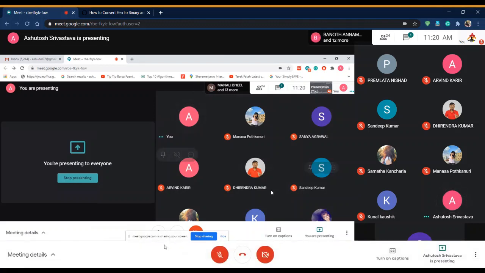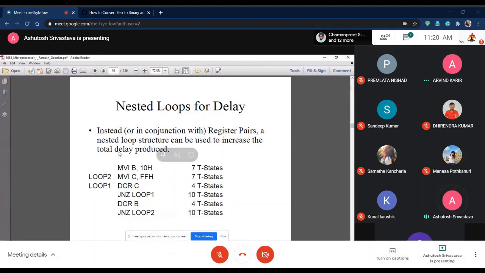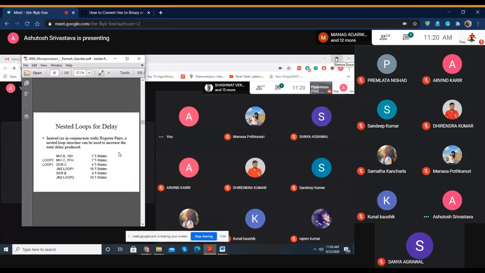Arvind? Yes, sir. So what does this statement mean? Sir, move immediate data 10H into the register B. Okay. Next. Who is next? Dhirendra. What does the next statement represent?